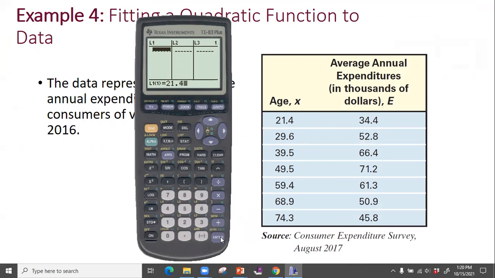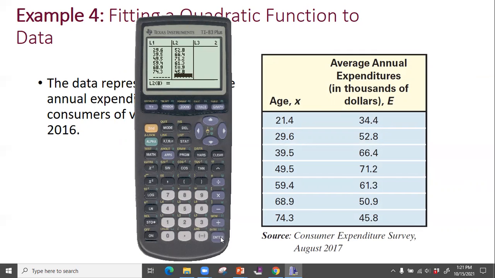So we have 21.4, 29.6, 39.5, 49.5, 59.4, 68.9, and 74.3. So those are my ages. And then my dollars, my E value is 34.4, 52.8, 66.4, 71.2, 61.3, 50.9, and 45.8.